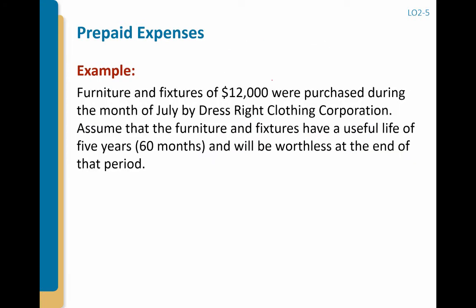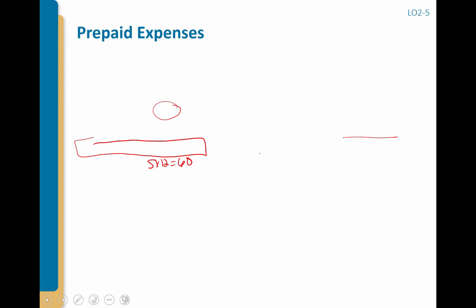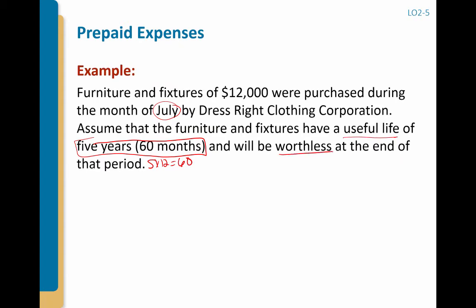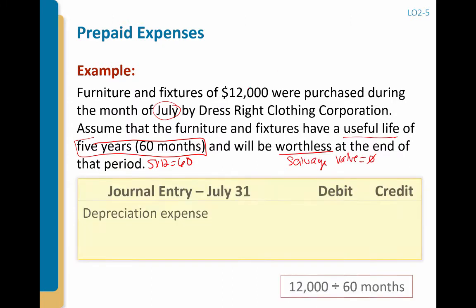An additional example is we have furniture and fixtures of $12,000 that were purchased during the month of July, and the furniture and fixtures have a useful life of 5 years or 60 months, and that's just 5 times 12 equals 60, and it would be worthless at the end of that period. So our worthless is actually showing us our salvage value. In this case, salvage value equals 0, which is very common in our accounting.